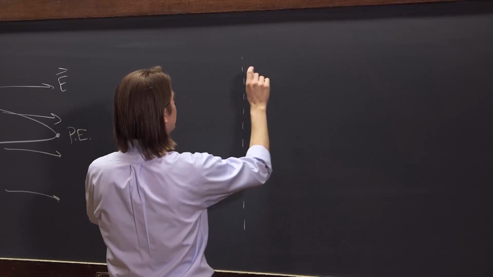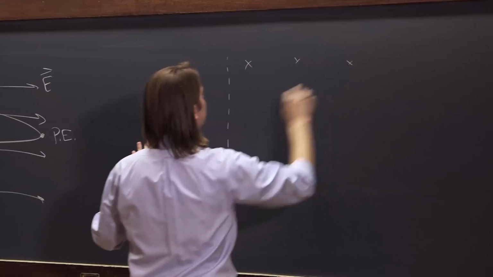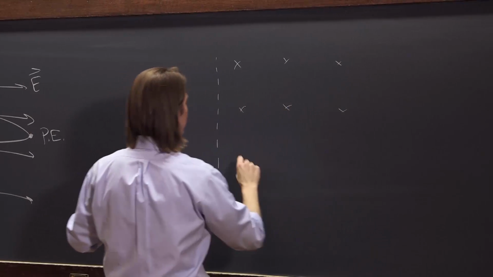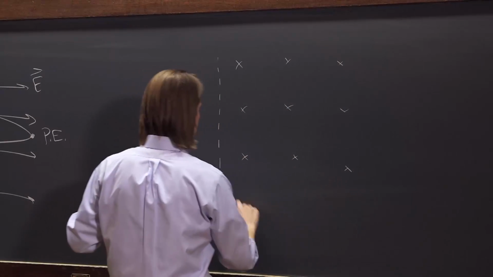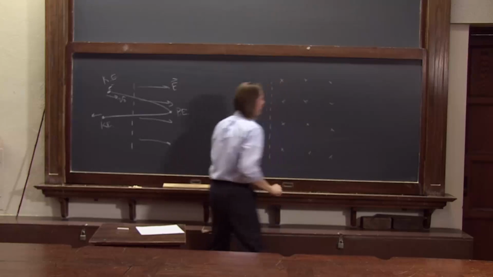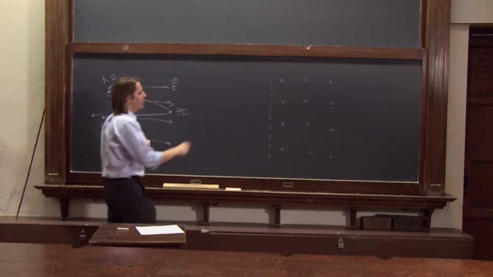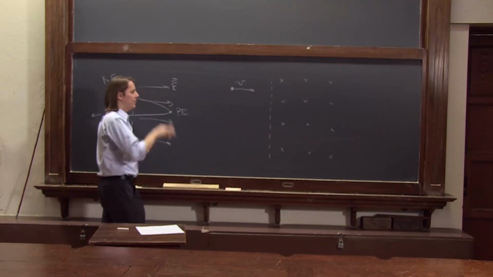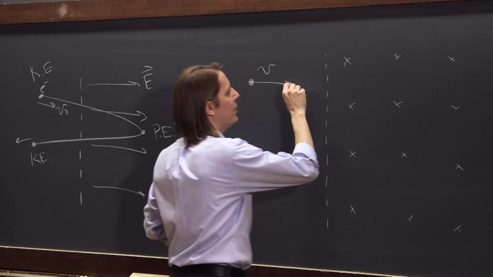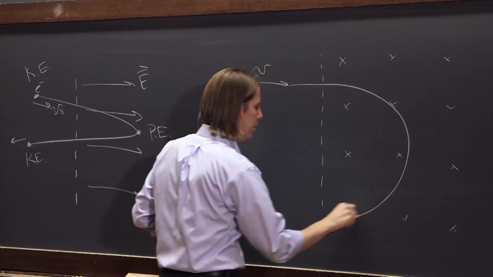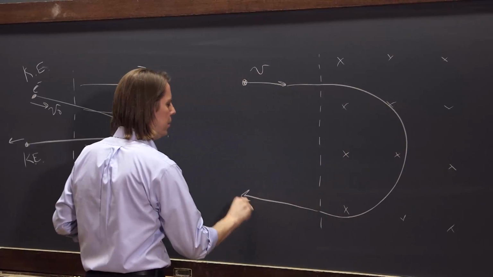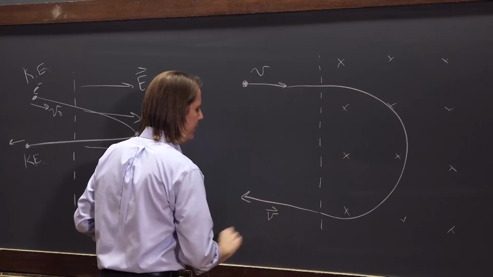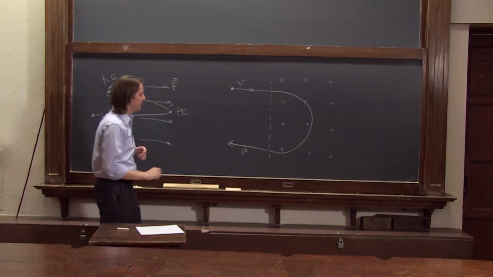So here we have a region with a B field pointing into the board, like that. And it looks kind of similar. Let's have a particle with some velocity fly into the B field. And we've already talked about what's going to happen. It'll follow a circular path and come out with some velocity, with the same velocity, actually.